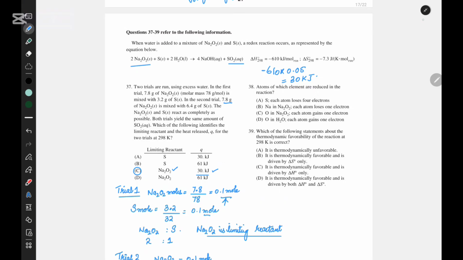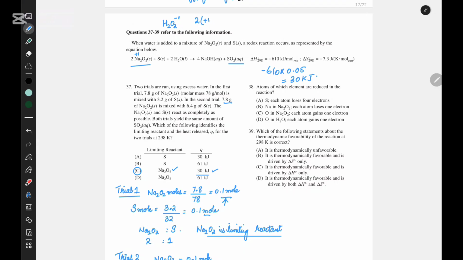So next question, atoms of which elements are reduced in the reaction? Let's look here. Sodium is +1 here because it belongs to group 1, having the oxidation state of +1. Oxygen, when it is in hydrogen peroxide form, H2O2, it is having the oxidation state of -1. We can even find it out as well.